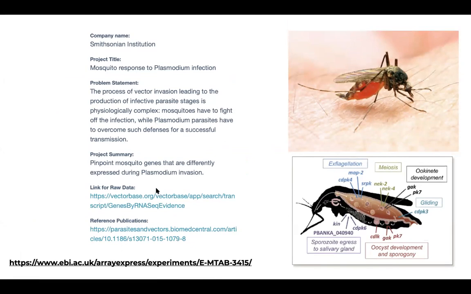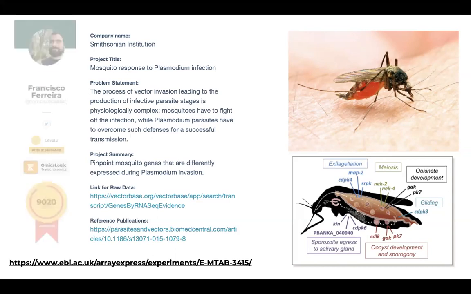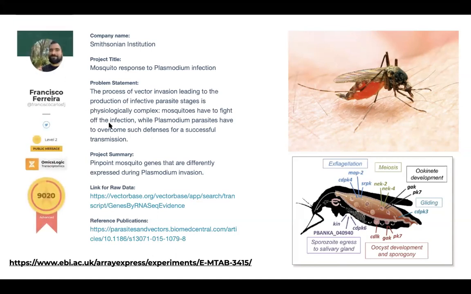Okay. So Francisco submitted a project on mosquito response to Plasmodium infection, so malaria infection in mosquitoes, and he defines the problem here: the process of vector invasion leading to the production of infective parasite stages is physiologically complex. Mosquitoes have to fight off the infection, while Plasmodium parasites have to overcome such defenses for successful transmission. And Francisco says there's a link to some data and a reference publication.